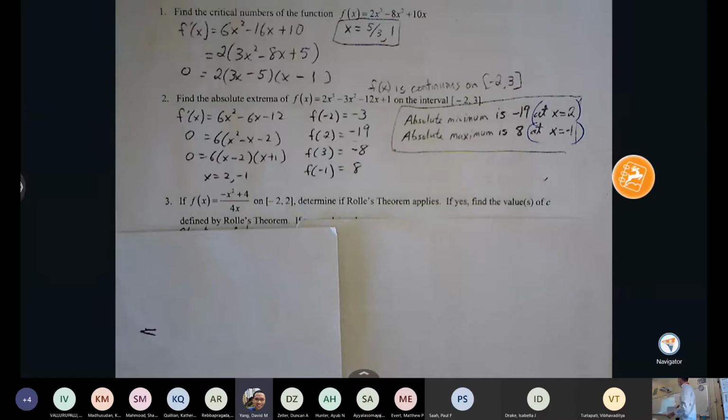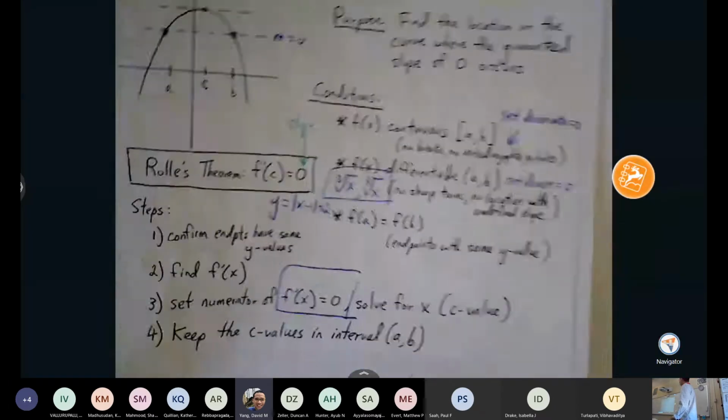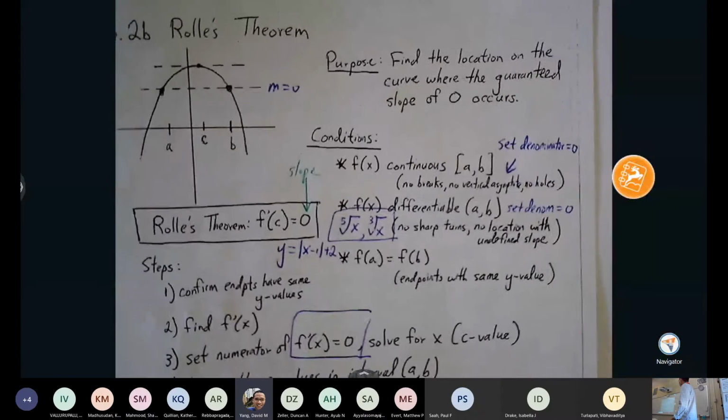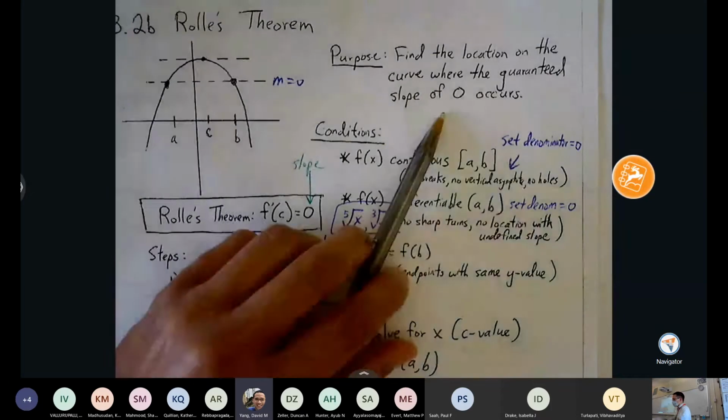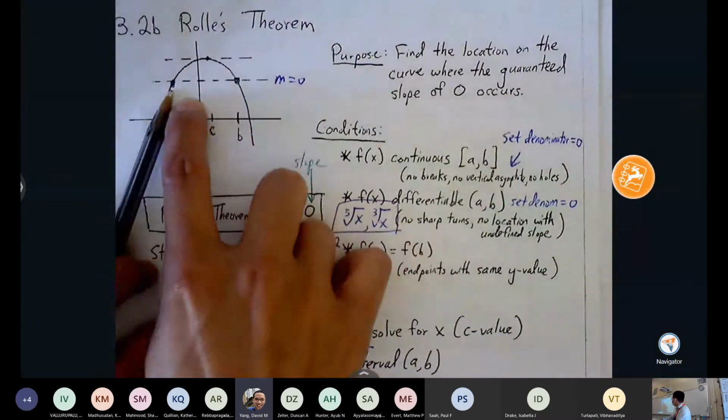Okay, before we move on to number 3, let me highlight the steps and recap what Rolle's theorem is. So the purpose of Rolle's theorem is to find the location where there's a slope 0. We're looking for slope 0 somewhere along this curve.